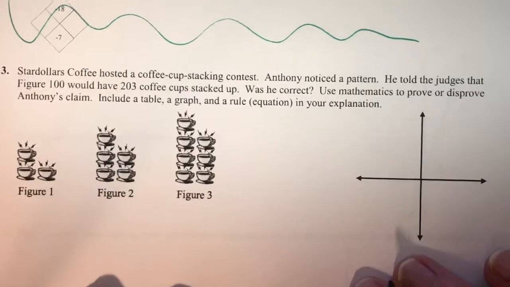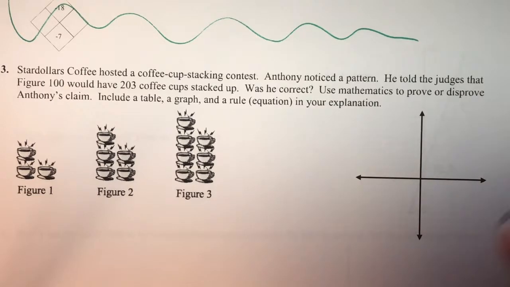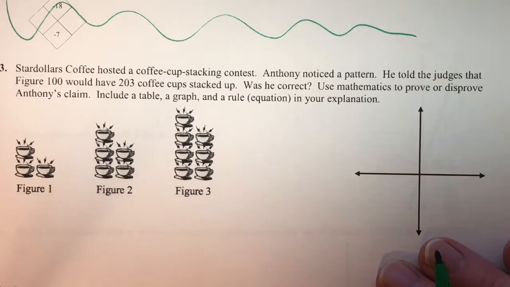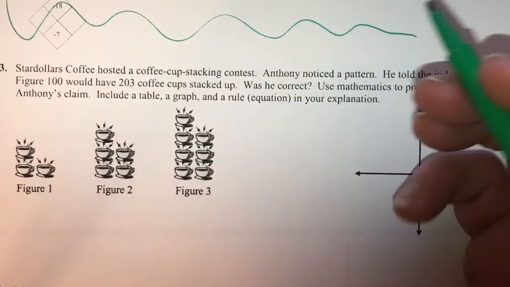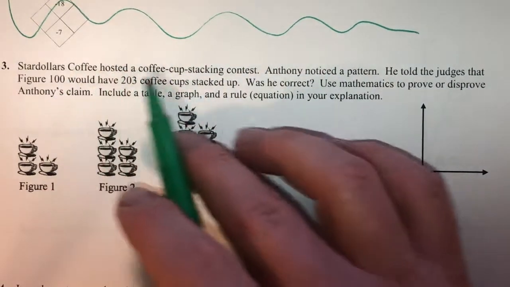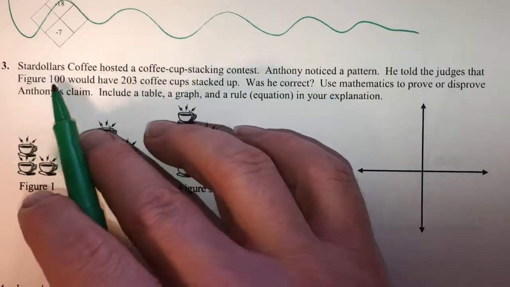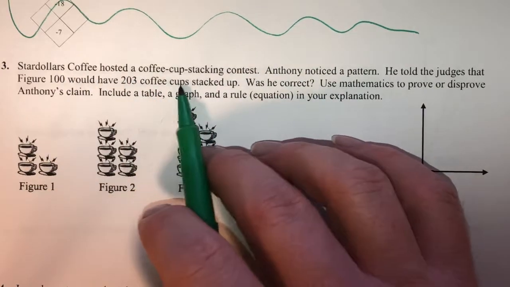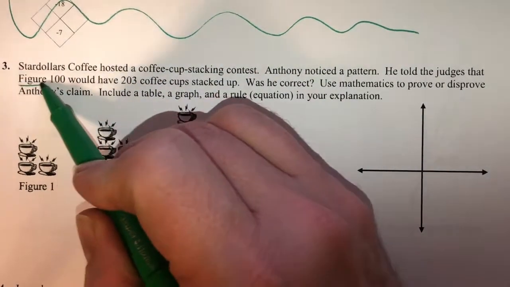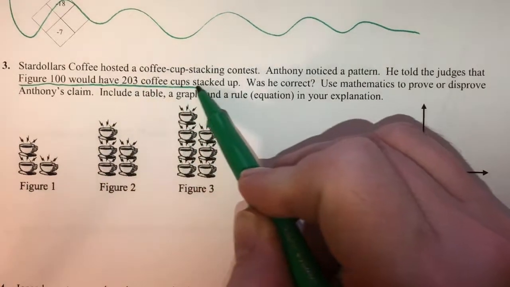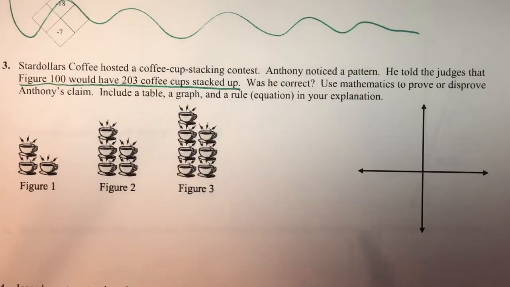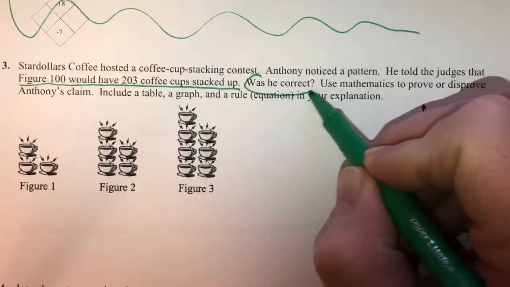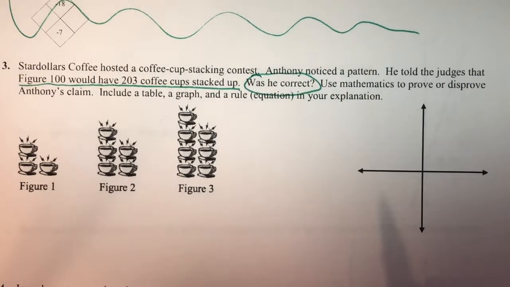For this next question, I picked out some information. We kind of did this in class too, but I know that he's trying to figure out, and he figured out that 100, according to him, has 203 coffee cups. So that's actually an important piece of information. That's what he thinks is happening. And our question is, was he correct? So I'm going to have to answer that pretty soon.